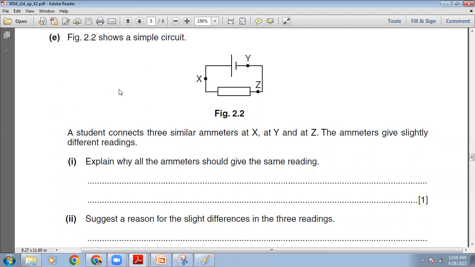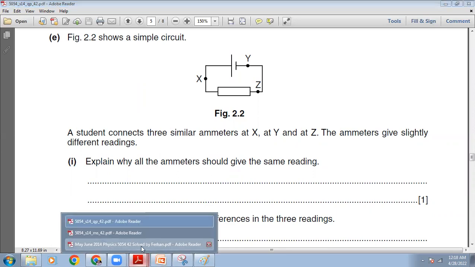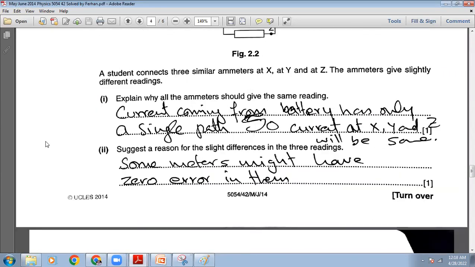Because there is one path of the current, the amount of current which came out, the same amount of current will go back. So the three ammeters should read the same. They should give the same measurement because from all these three points, the current flowing is the same. My answer is: the current coming from the battery has only a single path, so the current at X, Y, and Z will be the same.